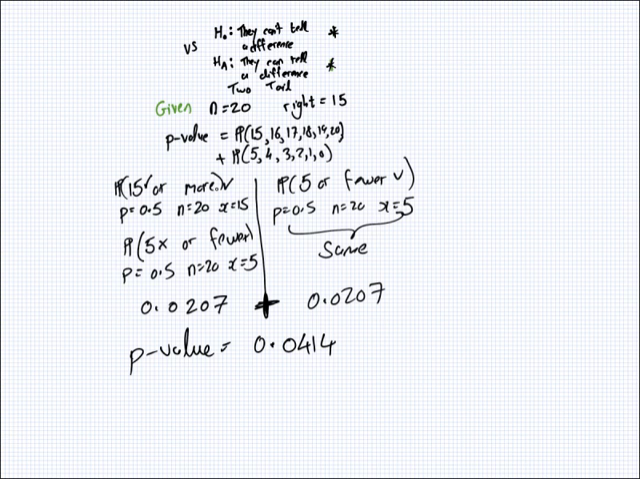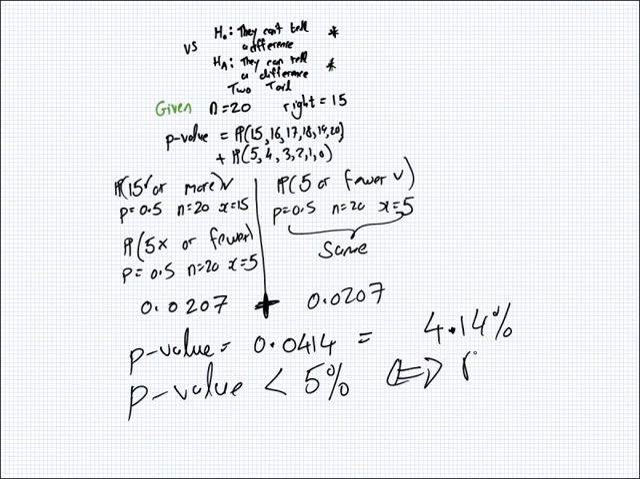Right. Now, this is where we make the decision. We convert this normally into a percentage, 4.14%. If the p-value is less than 5%, then what we do is we reject the null hypothesis.